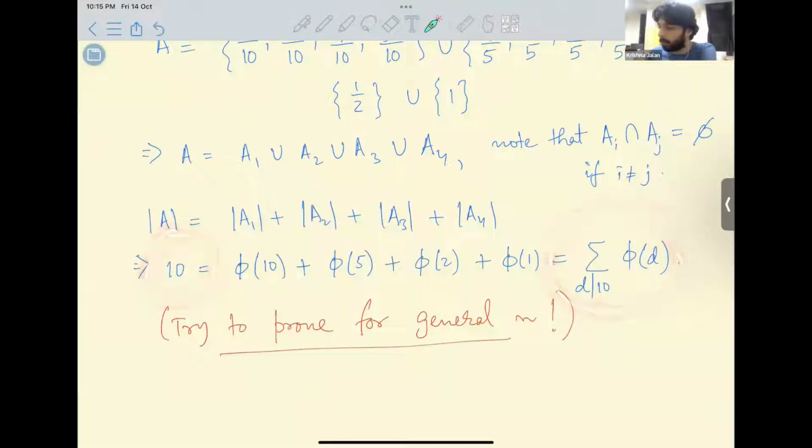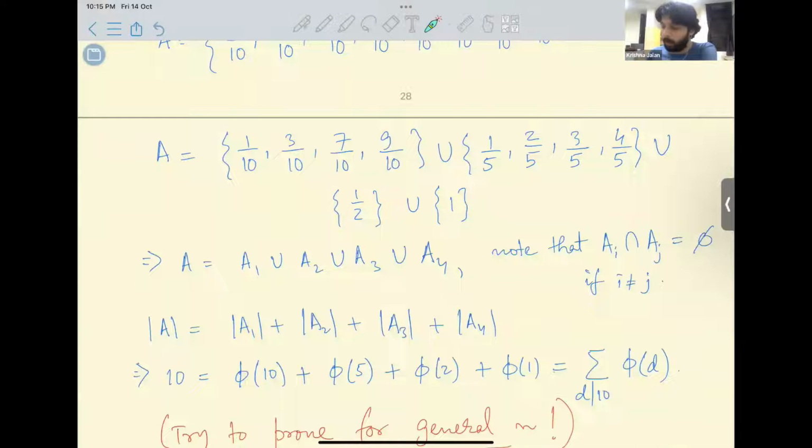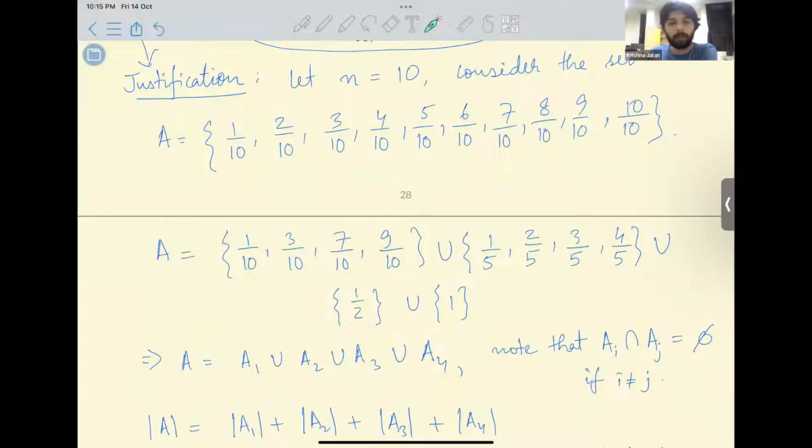10 is equal to the sum of the Euler function over the divisors d such that d divides 10. And it's an exercise for you to prove it in general. This is not a very difficult task. You should be able to do it in a similar way to what I've done here. Let's say you want to do it for n. You write 1 by n, 2 by n, and so on up to n by n. Then you divide in terms of lowest fractions, and you consider all such different categories.